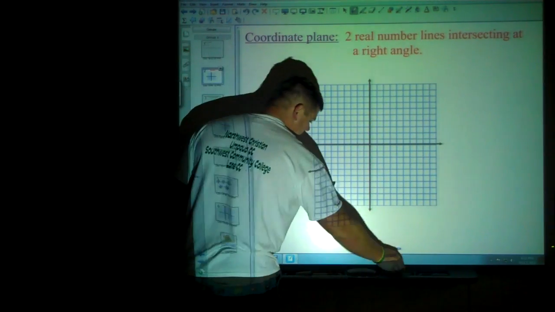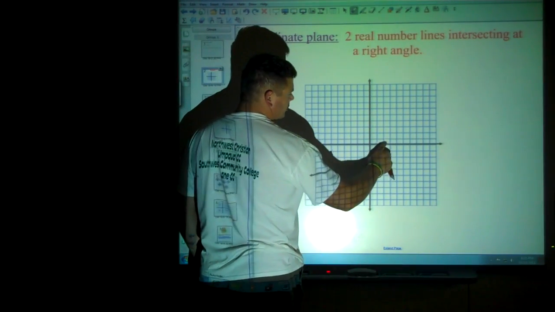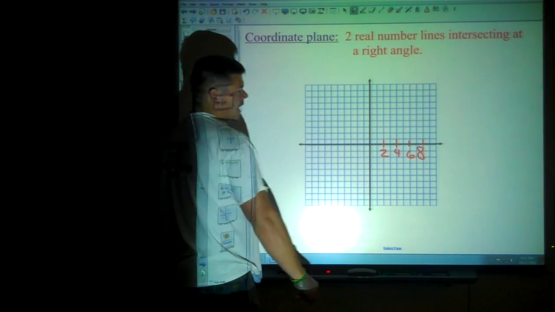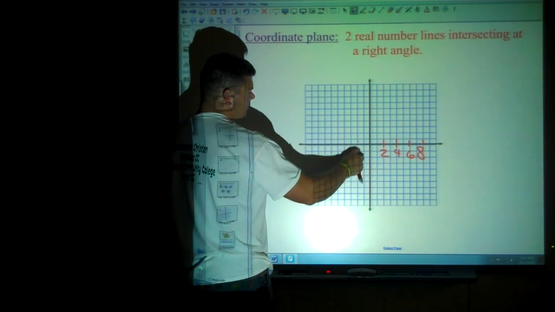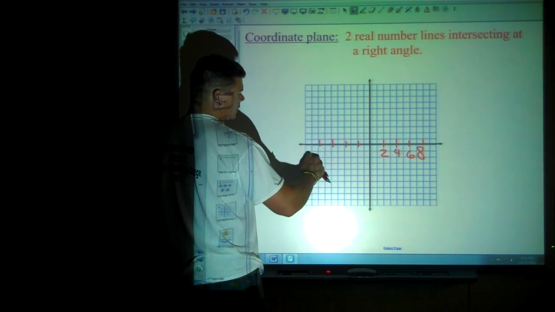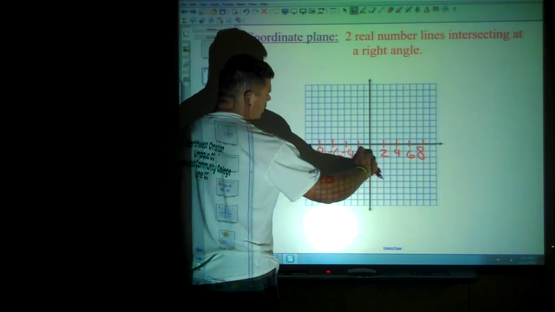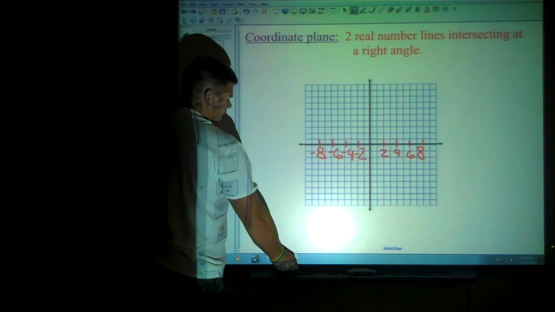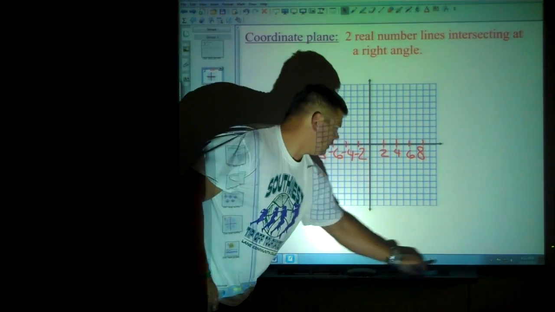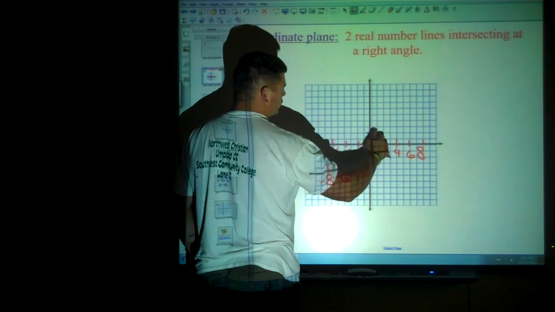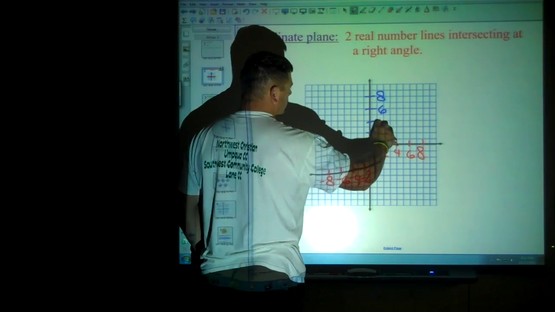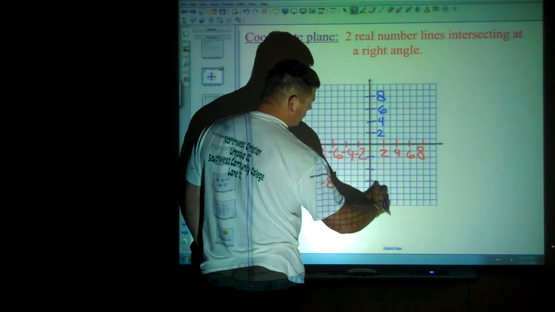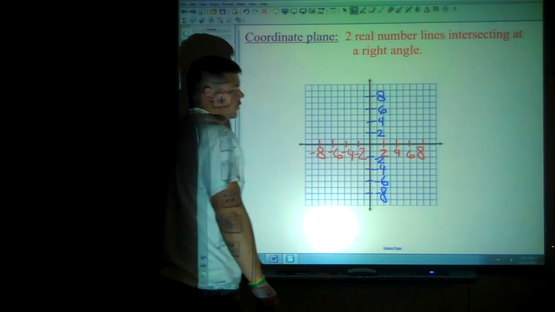Now, if these are number lines, then on this side you've got 2, 4, 6, 8. So we have positive numbers going to the right like a number line, and we have -2, -4, -6, -8. Numbers to the left are negative and numbers to the right are positive. On the vertical, when we go up it's positive, 2, 4, 6, 8, and when we go down it's negative, -2, -4, -6, -8. So those are the two number lines.